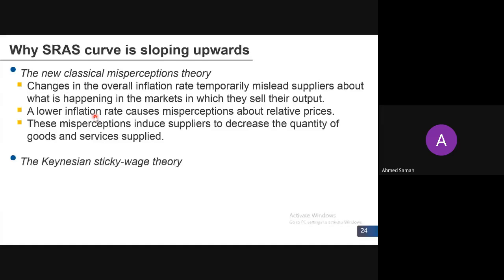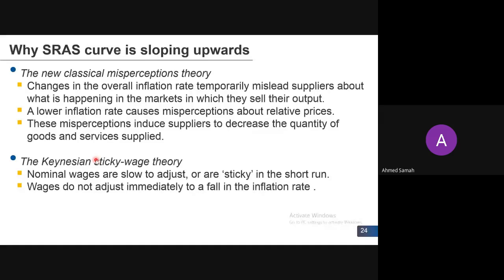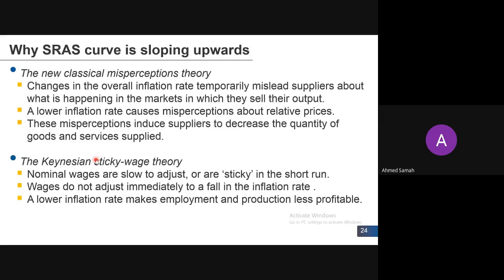The other one is the Keynesian sticky wage theory. This says that nominal wages are slow to adjust, or are sticky, in the short run. In the short run, the wages do not change that much. So when wages do not adjust immediately to a fall in inflation rate, a lower inflation makes employment and production less profitable.